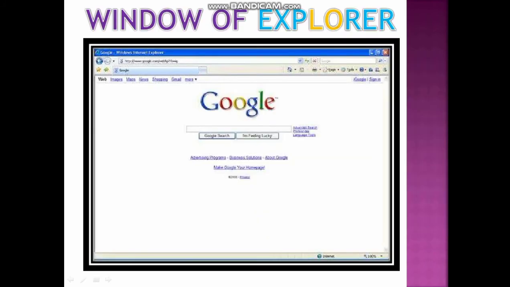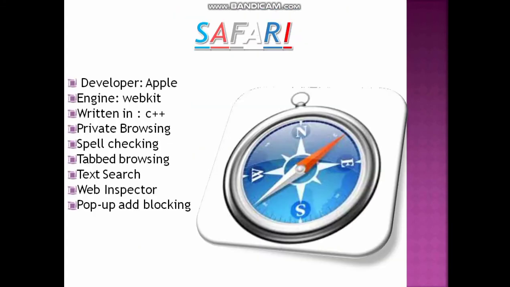As you can see, this is the interface of Internet Explorer. So you can use it, but what I suggest is that you try to use Google Chrome as compared to Internet Explorer, because Google Chrome has a better speed. And then at the end we have Safari. Safari is also a web browser, we can use it, and this is developed by Apple, and the language which is used is C++.